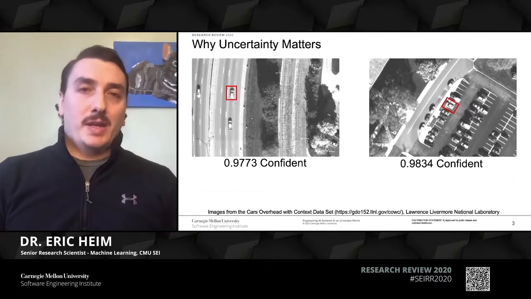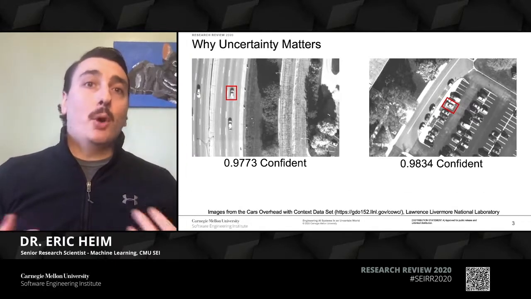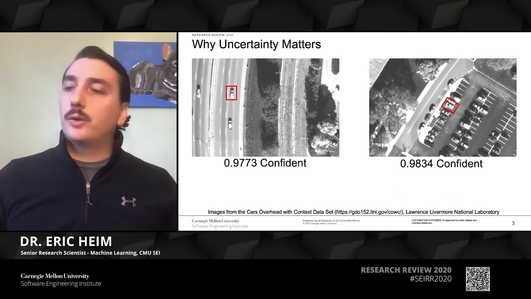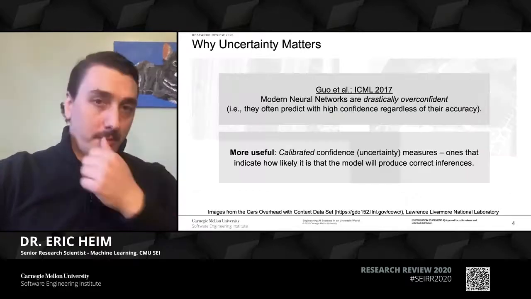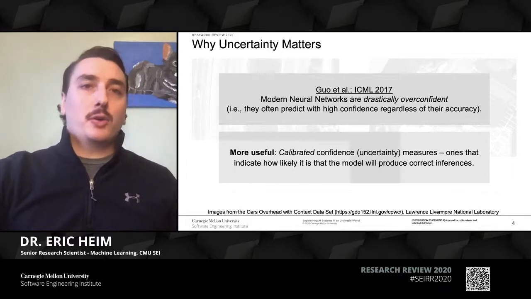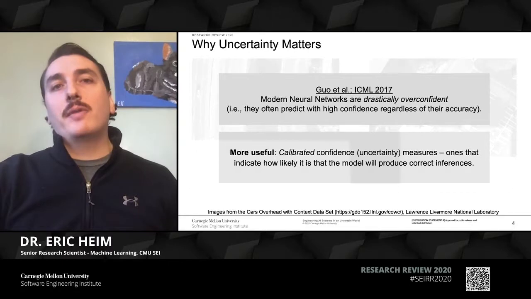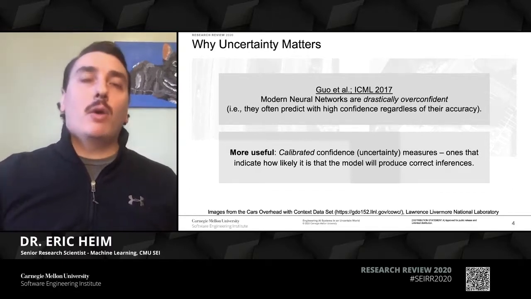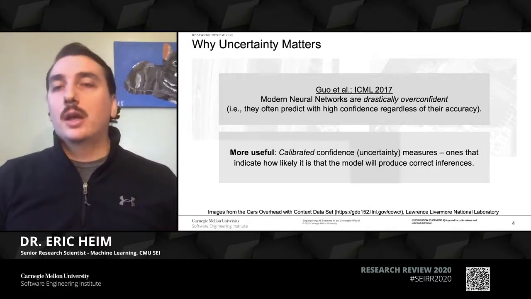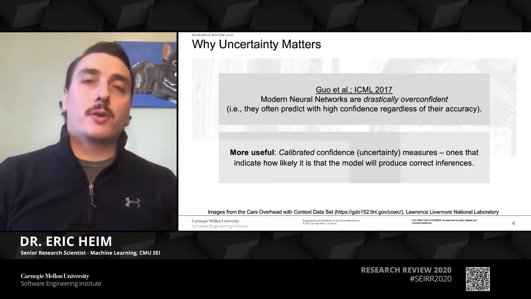And if you're an intelligence analyst and you look at these two predictions with these confidence measures, you may say to yourself, well, both of these predictions are very confident, but the car can only be in one place. What do I do? And this isn't just an example that I cooked up here. This is actually well known within the machine learning community: modern neural networks, such as the ones that could be doing that task we just talked about, are drastically overconfident in their predictions. What this means is that they'll almost always predict with high confidence, regardless of how likely they are to be correct. What would be more useful is a calibrated estimate of their confidence, or conversely their uncertainty.